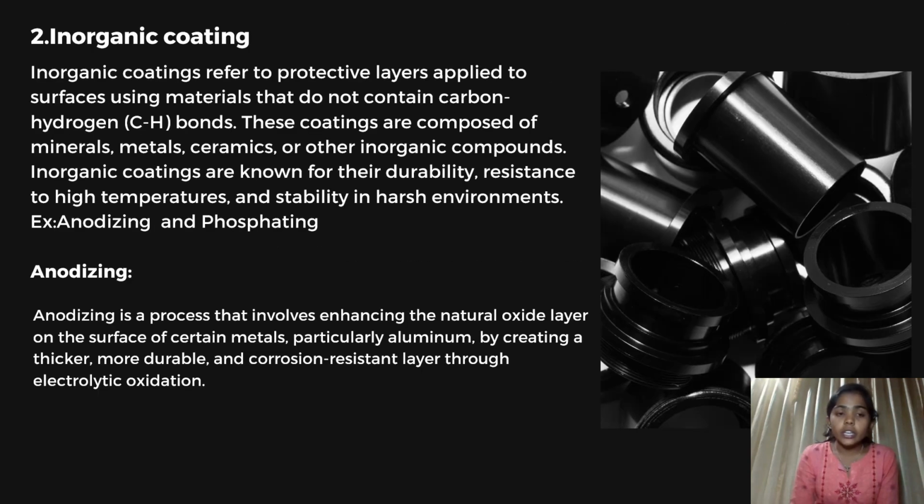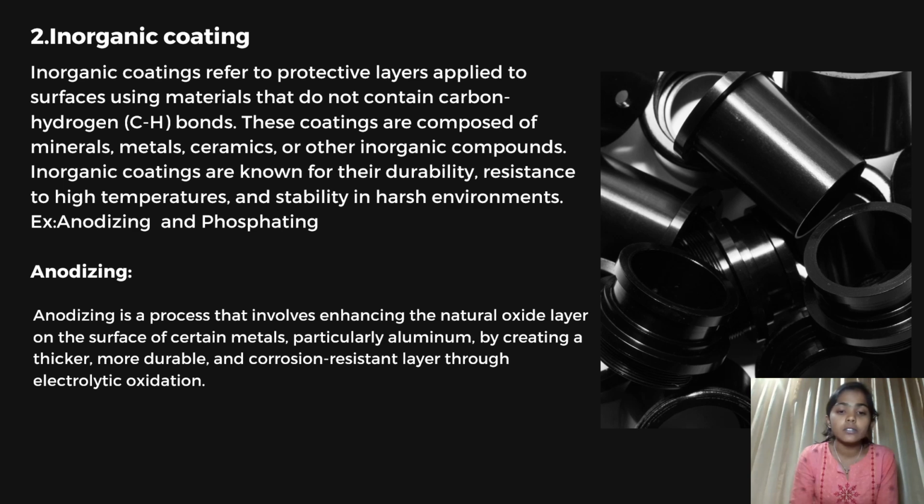Second one is inorganic coating. Inorganic coatings refer to a protective layer applied to a surface using materials that do not contain carbon hydrogen bonds. These coatings are composed of minerals, metals, ceramics, or other inorganic compounds. Inorganic coatings are known for their durability, resistance to high temperature, and stability in harsh environments. For example, anodizing and phosphating.